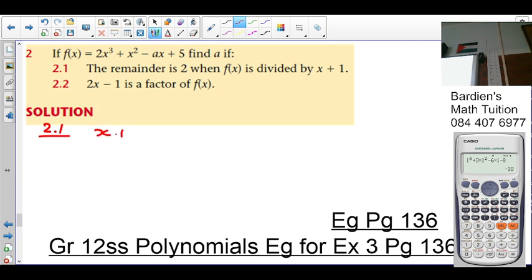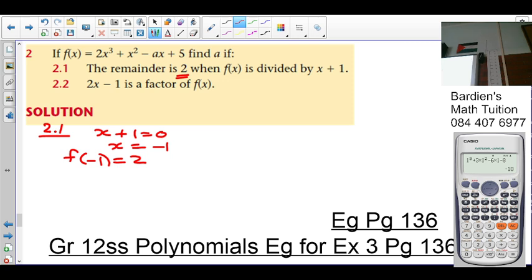So what do we say? We say x plus 1 is equal to 0, so x is equal to negative 1. So what do I do with the divisor? I say the divisor equal to 0 and I solve for x. So what do I have here? f of minus 1 equals 2. If x plus 1 was a factor, then I would have said f of minus 1 is equal to 0. Does it make sense? But we are given the remainder of 2.